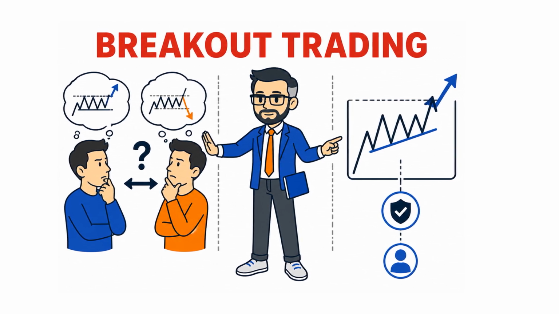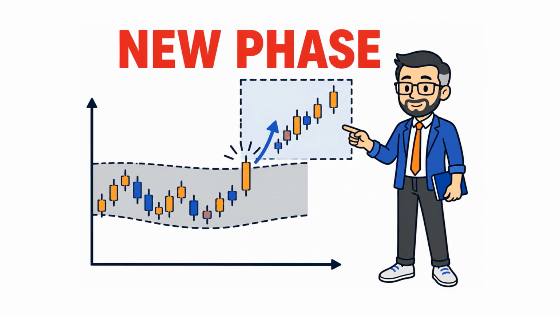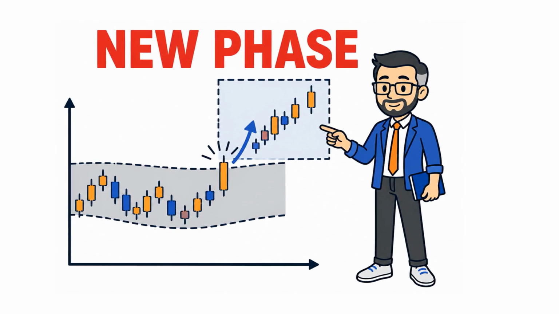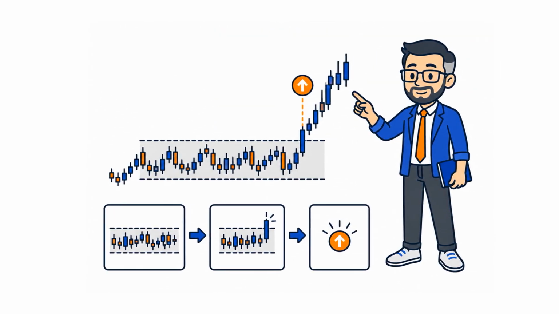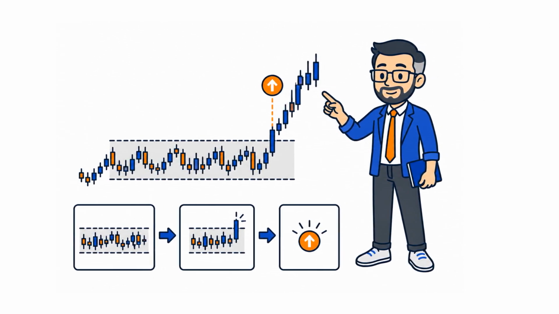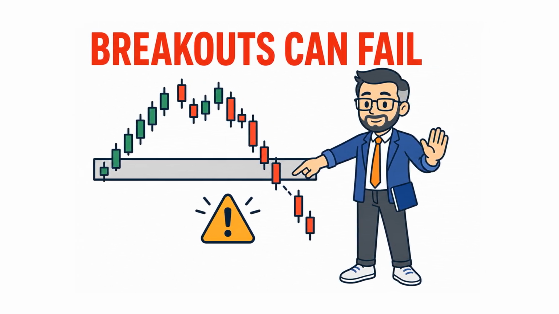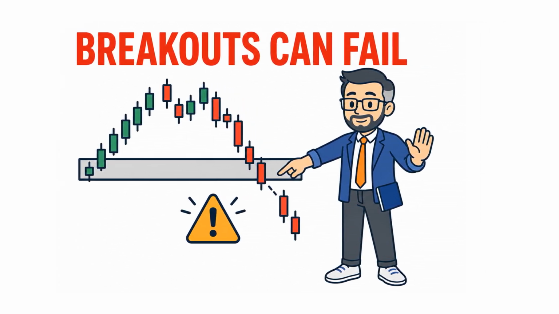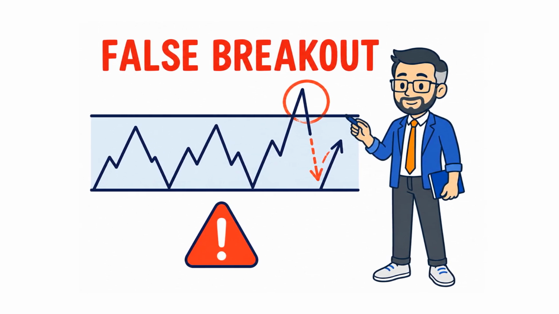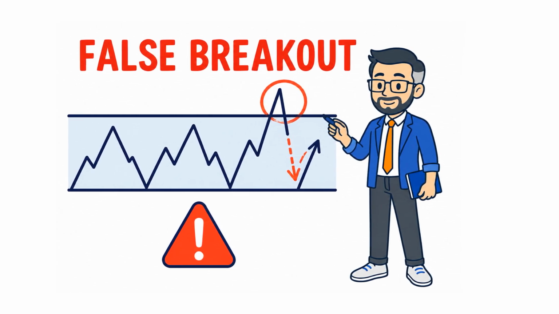Another approach is breakout trading. A breakout is when price moves through a support or resistance zone with enough strength that traders believe the market may be entering a new phase. Some traders wait for price to break above resistance before considering a bullish setup. Others wait for price to break below support before considering a bearish setup. But breakouts can fail. Price may push through a level briefly and then reverse back into the prior range. That is often called a false breakout or failed breakout.